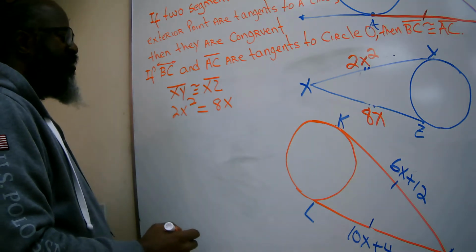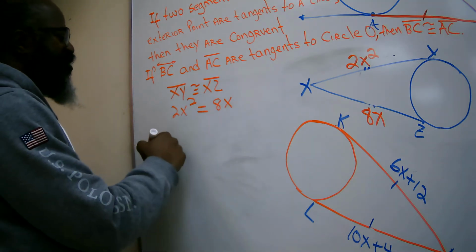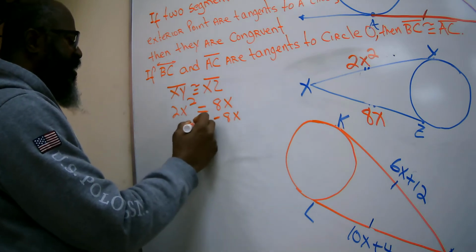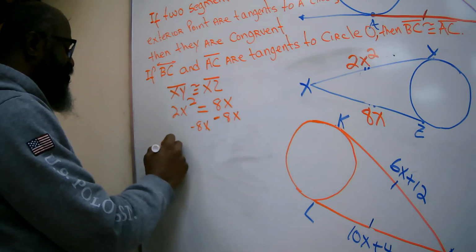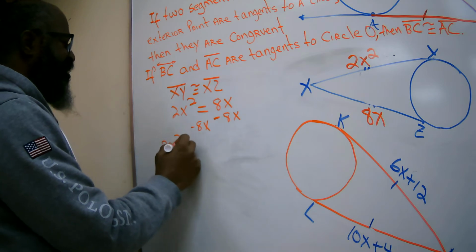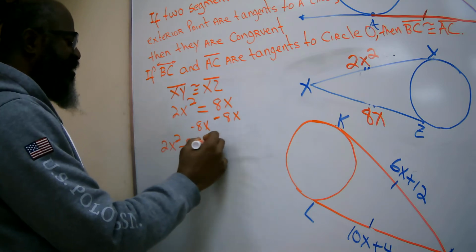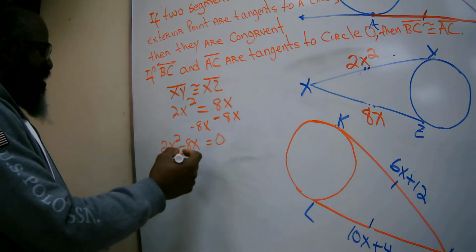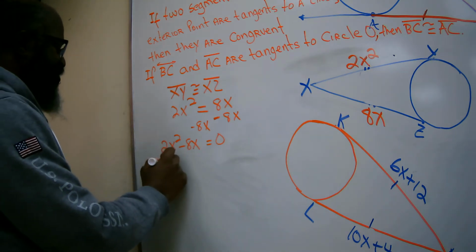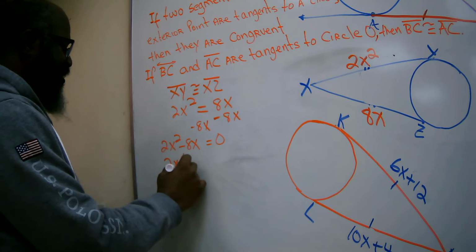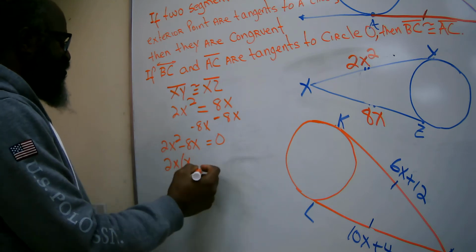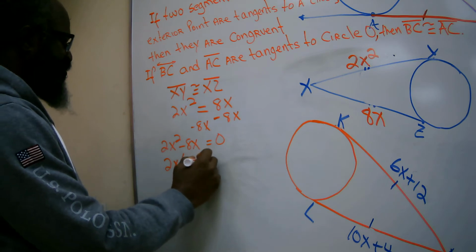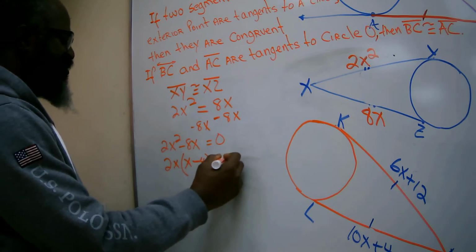So the equation will be 2x squared is equal to 8x. What we can do, we want all of the variables to be on one side. We can subtract 8x on each side and let this equation equal to 0. This becomes a quadratic equation: 2x squared minus 8x, and you let that equal to 0. So you can see what the common factor is. They have 2x in common, so you can factor out 2x. This will be x minus 4 is equal to 0.